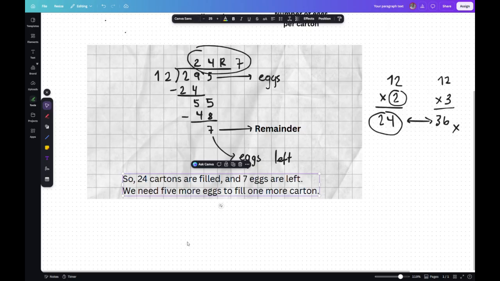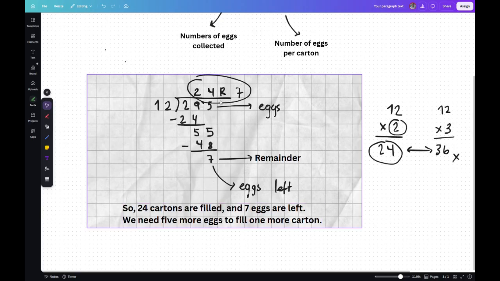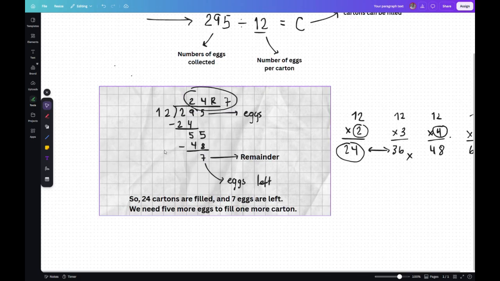Okay, so that's going to be the answer for this problem, and we already interpreted the quotient and the remainder, which is 7 here.